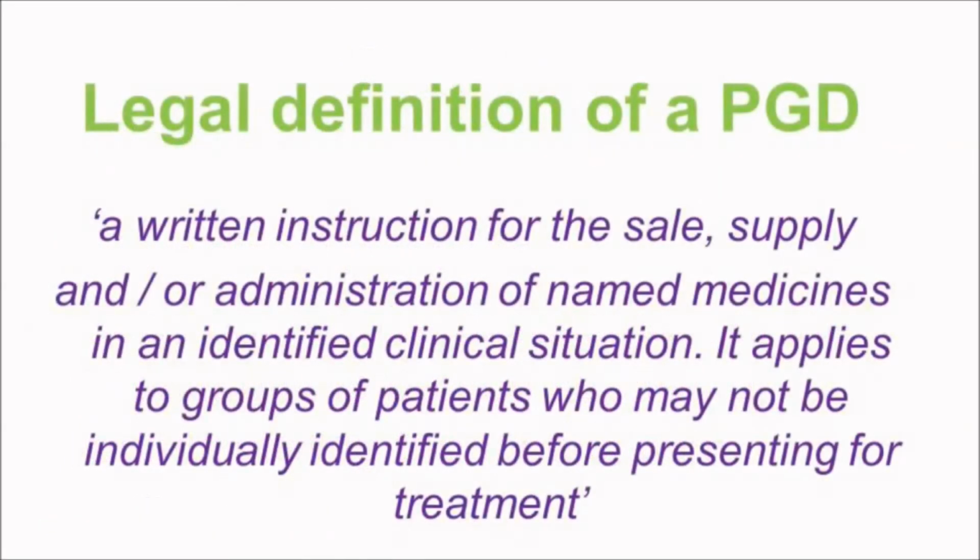So the legal definition of a PGD is a written instruction for sale, supply and or administration of named medicines in an identified clinical situation. It applies to groups of patients who may not be individually identified before presenting for treatment. So the first part of that statement is about the sale, supply and administration. So why does it include sale and supply?